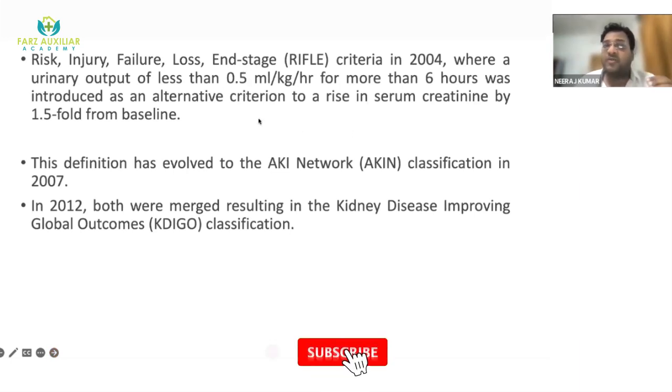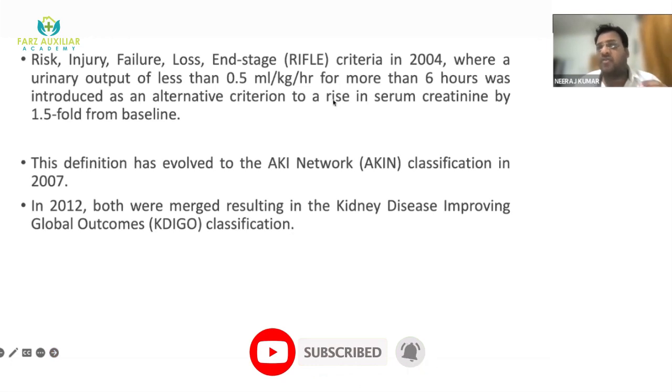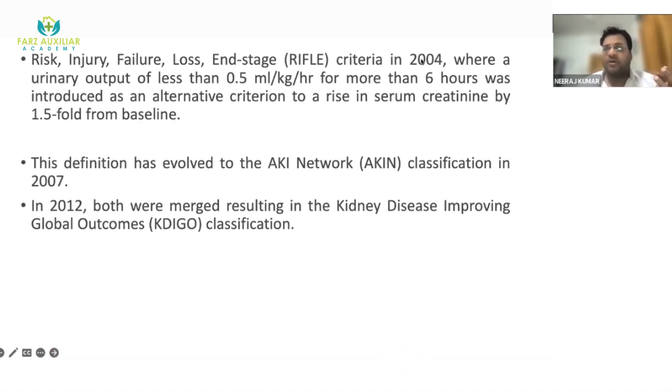But it was introduced as an alternative criterion, and then later on a rise in serum creatinine of 1.5 times from the baseline was also included. This 2004 definition was later further modified by the Acute Kidney Injury Network group, and then the AKIN classification was developed in 2007.